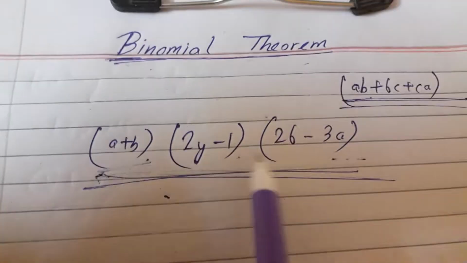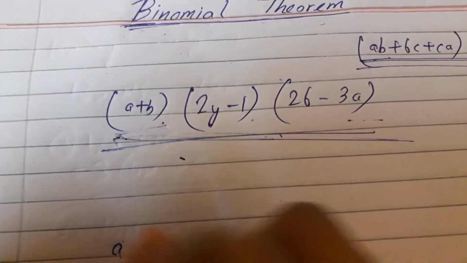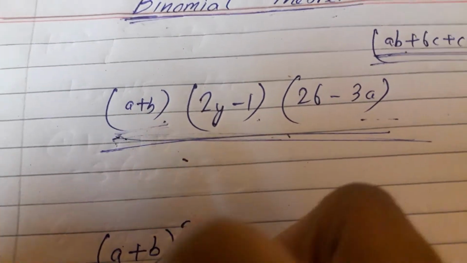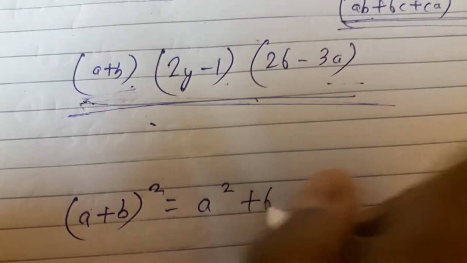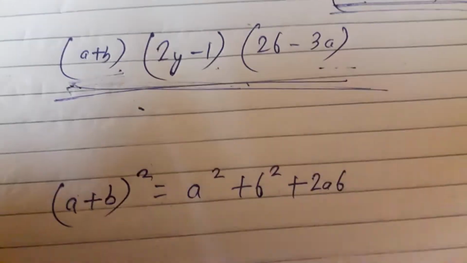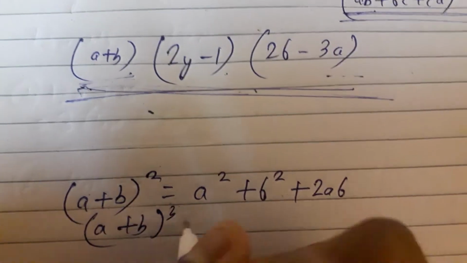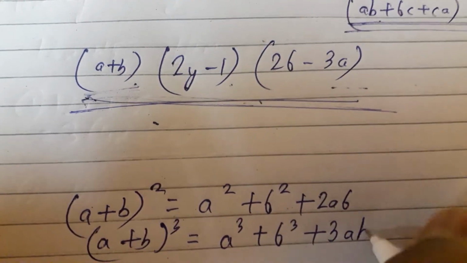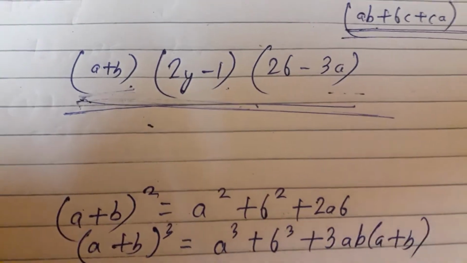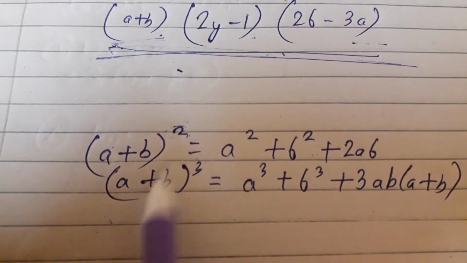But first, suppose a plus b is one type of binomial expression. If I tell you to expand a plus b whole square, you can easily expand it as a square plus b square plus 2ab by this formula. If I tell you to expand a plus b whole cube, you can also easily expand it: a cube plus b cube plus 3ab into a plus b. So we can expand very easily if it is given whole square or whole cube.